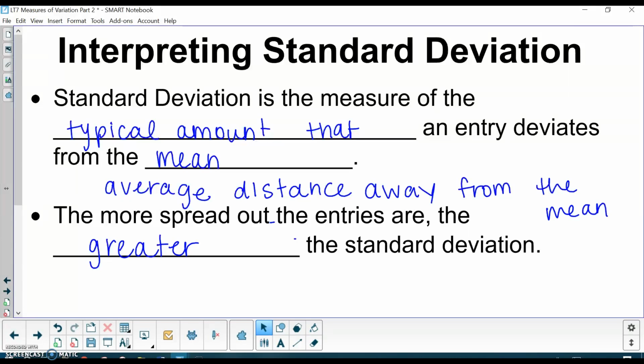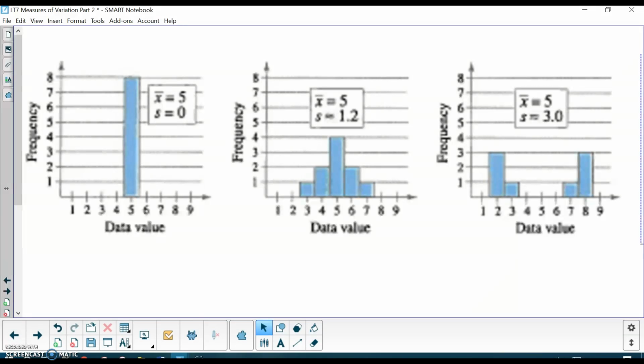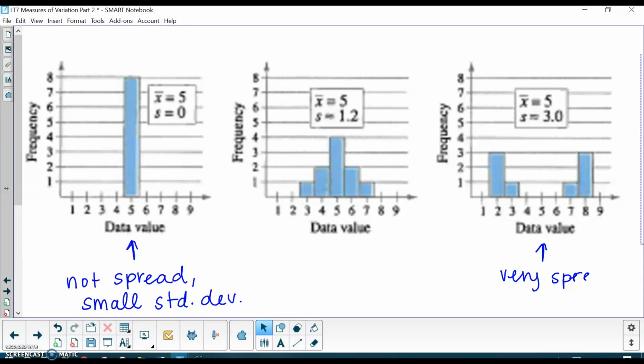So if we look at our graphs, this first graph, all of our data entries are the same. So everything is at 5. So it is not spread out at all, so it has a small standard deviation. Now this third graph, they're super spread out. They range from 2 to 8 with heavier on each end. So since it's very spread out, it's going to have a larger standard deviation.